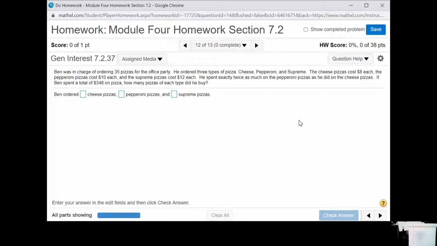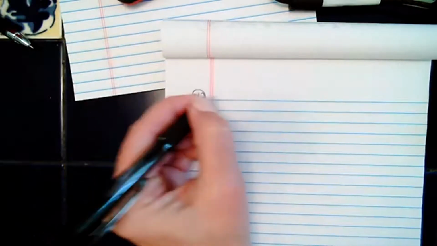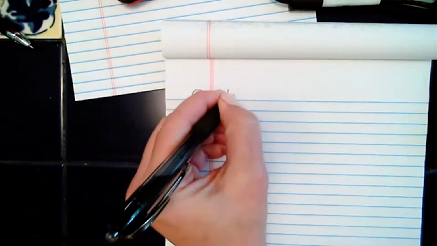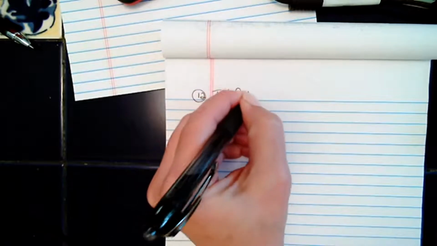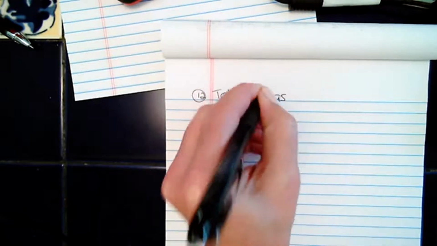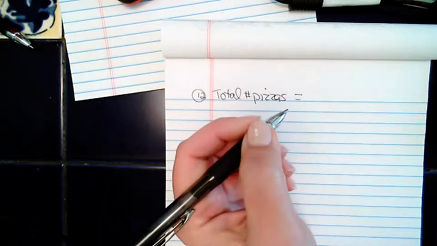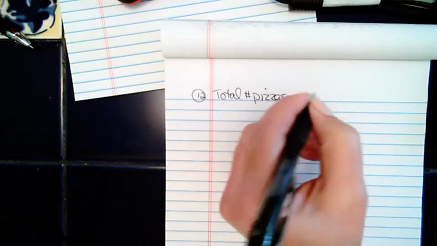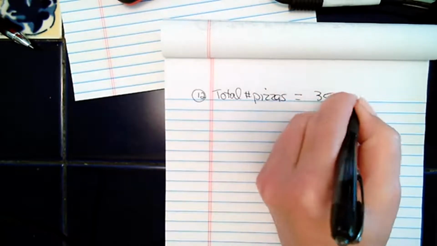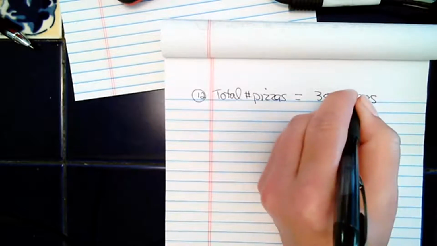So I'm going to switch over here and look at the paper. We're going to start writing down some of our system here. All right, so you always want to look for totals when you're setting up one of these things. So this one looks like 3 unknowns. I'm going to see, first of all, did they give us just how many of these pizzas we have to get? And it says, first sentence, he was in charge of ordering 35 pizzas. So yes, we have the total number of pizzas.